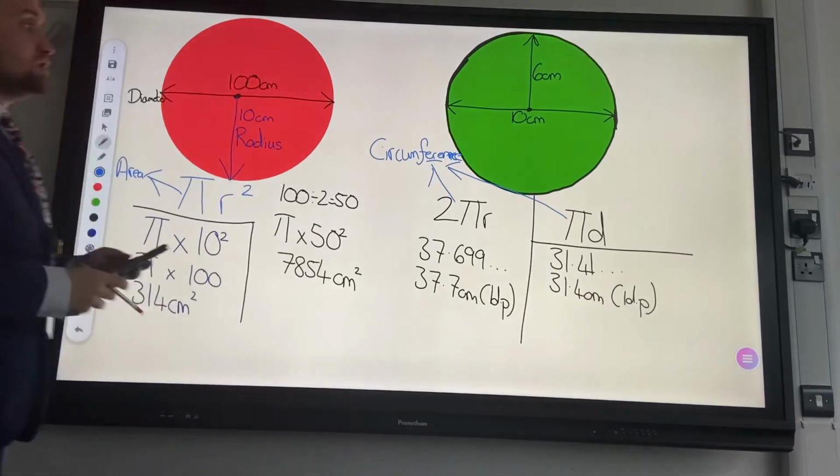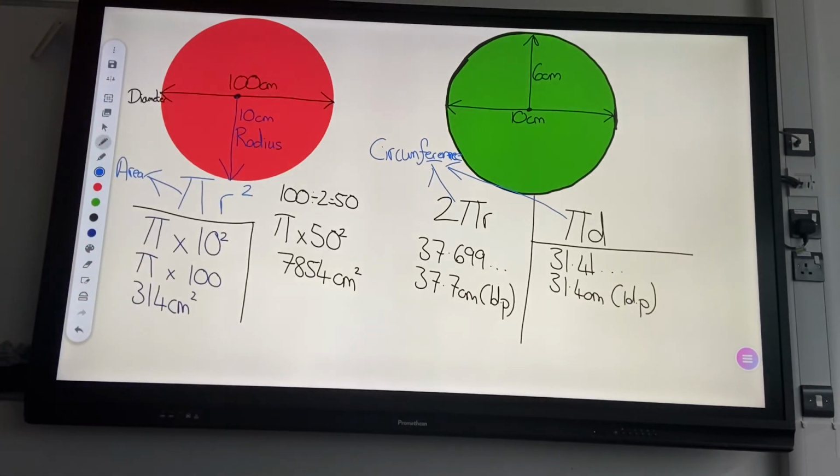So the biggest thing you need to remember is that you need a calculator for this, and you need a proper calculator. If you've got any issues on this, you need to let me know, because this will come up in your exams.